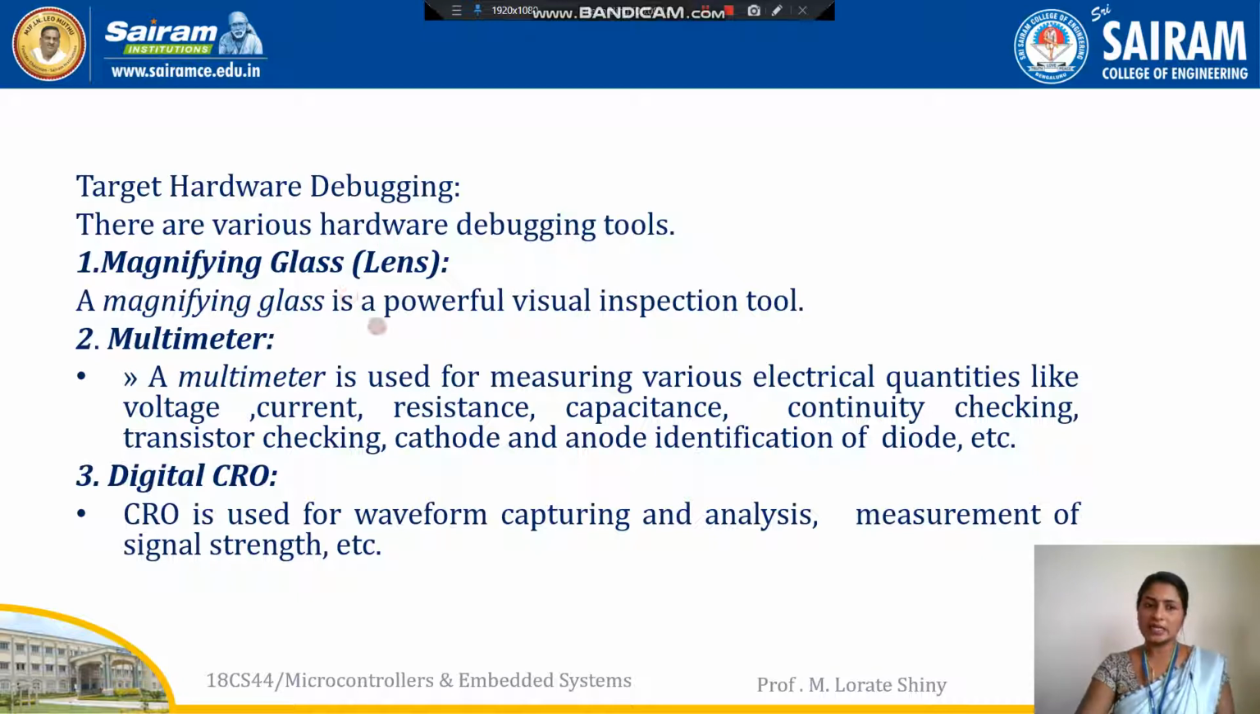Magnifying glass is a powerful visual inspection tool. By using this the target board can be thoroughly checked. Next, the multimeter is used for measuring various electrical signals like current, both DC and AC, voltage, both DC and AC, resistance, and capacitance. We can check continuity also. Transistor checking, cathode and anode of diode checking, everything we can do.